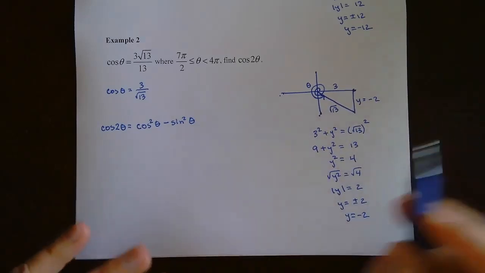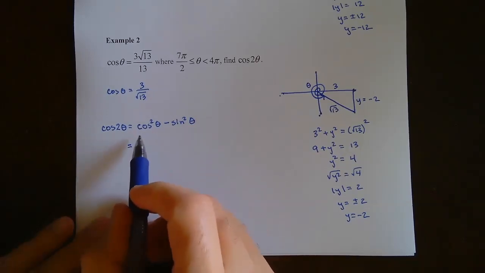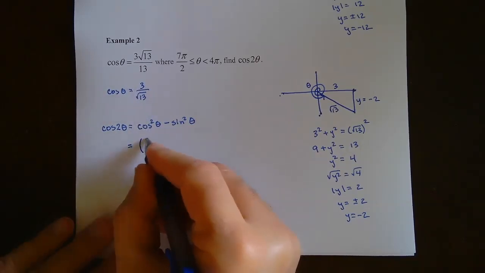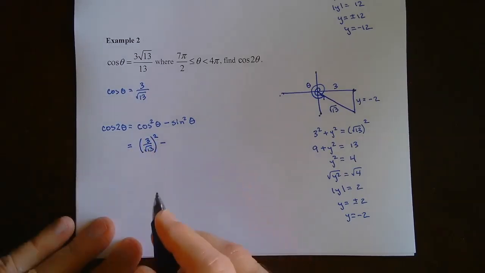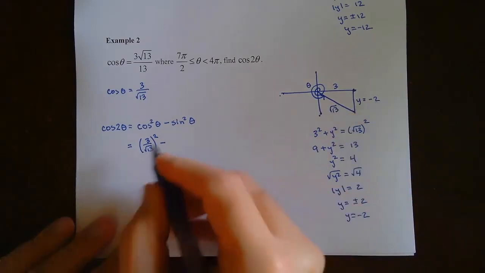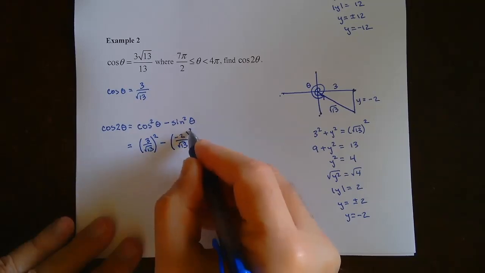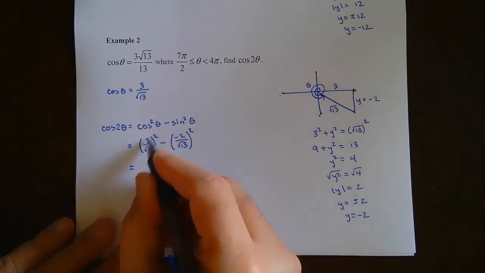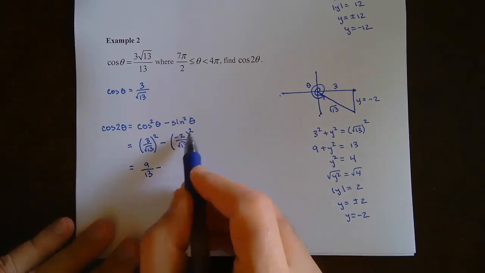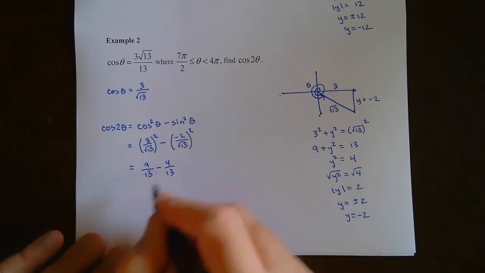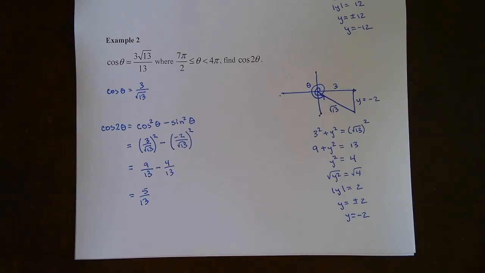Now I can come back over here and figure this out. This would be equal to cosine of theta, which is 3 over the square root of 13, squared, minus sine theta, which would be negative 2 over the square root of 13, and I need to square that too. So this is equal to 3 squared, which is 9 over 13, minus negative 2 squared, which is 4 over 13. So this comes out to be 5 over 13, and that's the answer.